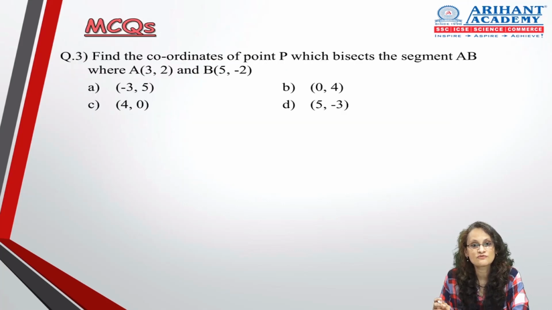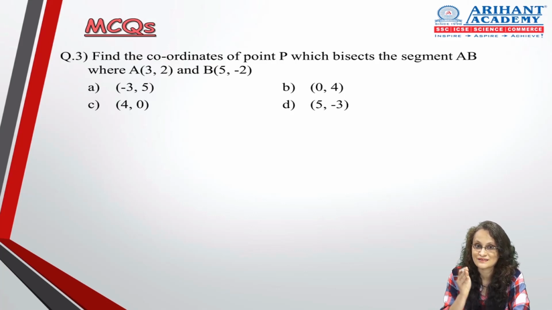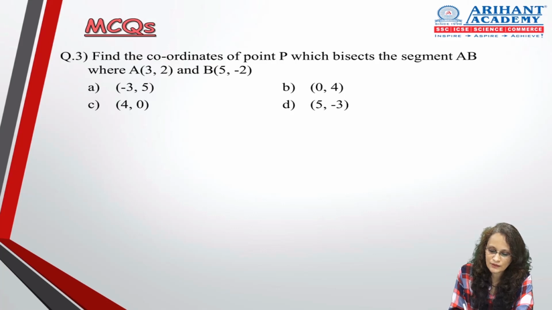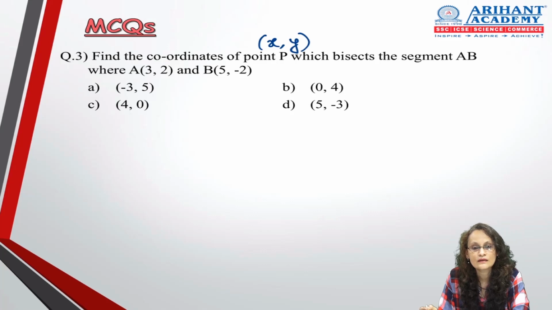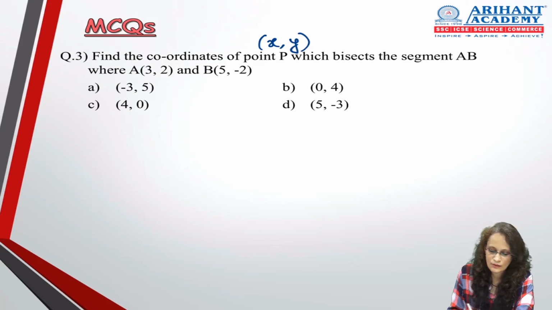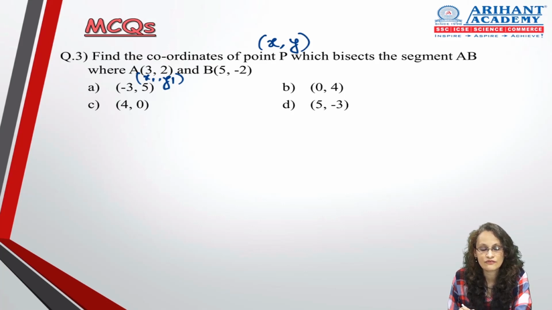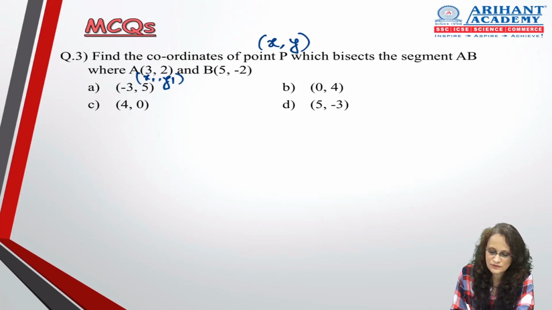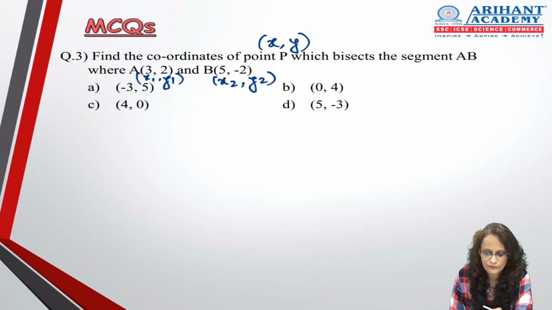Find the coordinates of point P. Matlab, it's very clear, P is the point which is bisecting the segment. So P coordinates are going to be x, y, which bisects the segment AB, where A is 3, 2. Matlab, A is nothing but my x1, y1, and B is my 5, -2, which means B is going to be my x2 and y2. Alright, so I hope we are sorted with this.